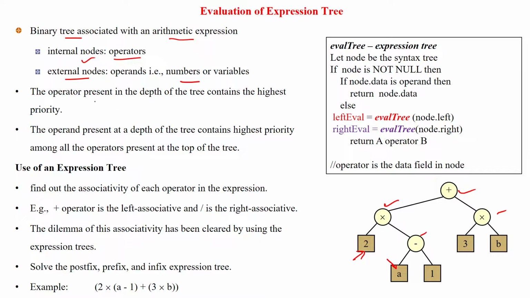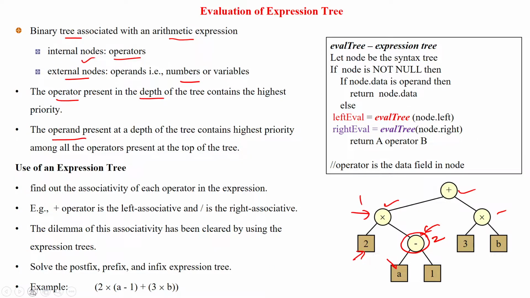The operators which are available in more depth will have higher priority than the lower depth. So here the depth is 2, here its depth is 1. So this is having more priority than the multiplication mark in the depth 1. Like that, the operands, variables or numbers which are available in the highest depth.